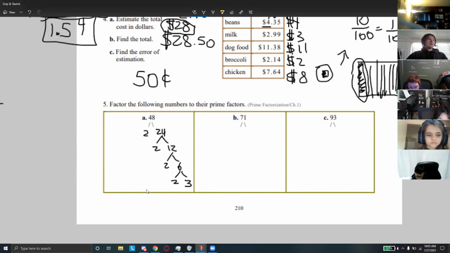Great. Actually, it's fine. Let's move on to 5B. But yeah, this works. This is going to be 4 2s and a 3. 2 times 2 times 2 times 2 times 3. Okay.